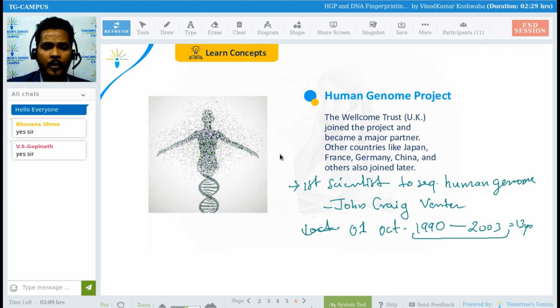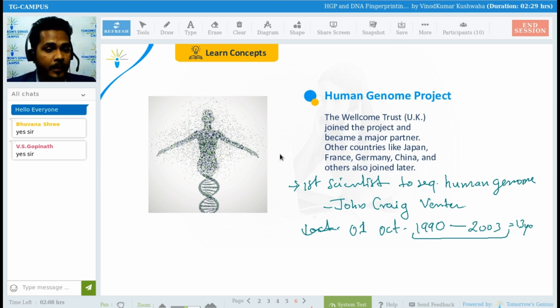Not only the cost, but also a very large number of base pairs had to be identified and sequenced, because they thought that the human genome was something near about 18,000 to 150 lakhs of base pairs.